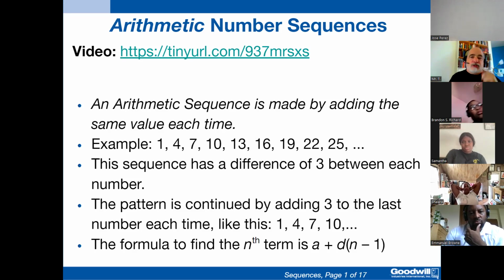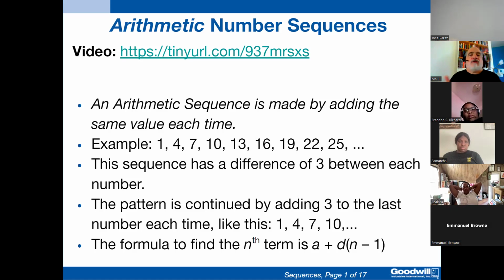But the first type of number sequence, and again, for some of you this is like, oh my God, I know this. And for others, like, oh, I haven't thought about this in years. And for others, oh, this is new. So I apologize if it's review for you, but just soak it in and then share your thoughts too.